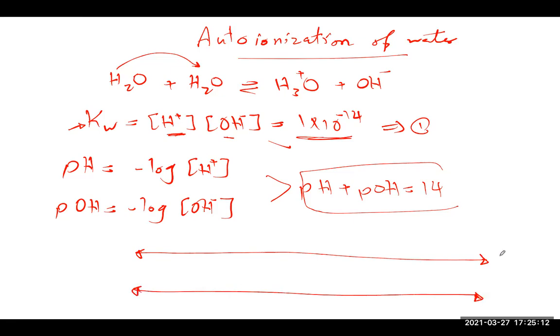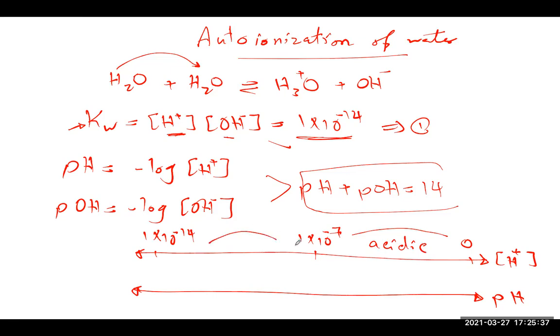So we will have 2 lines. The first line will be for the concentration of the hydrogen, and the second line will be for the pH. The concentration of the hydrogen could start from 0, and here it will be 1 times 10 to the negative 7, and here it will be 1 times 10 to the negative 14. If you are between 0 and 1 times 10 to the negative 7, this will be acidic. If you are between negative 7 and negative 14, this will be basic.